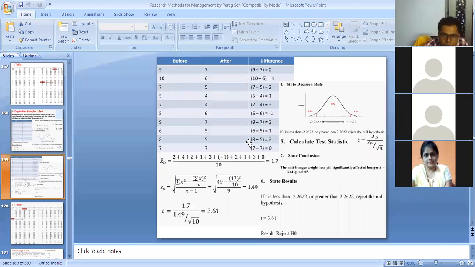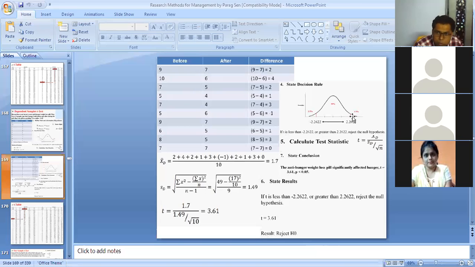The summation of x, the differences of all these, is 17, which you put here, and for the sum of x squared, 2 squared plus 4 squared and so on, you will get the value 49. You put this here and plug in the values, and you will get the value of t equal to 3.61. So 3.61 is crossing the cutoff value of 2.2622.